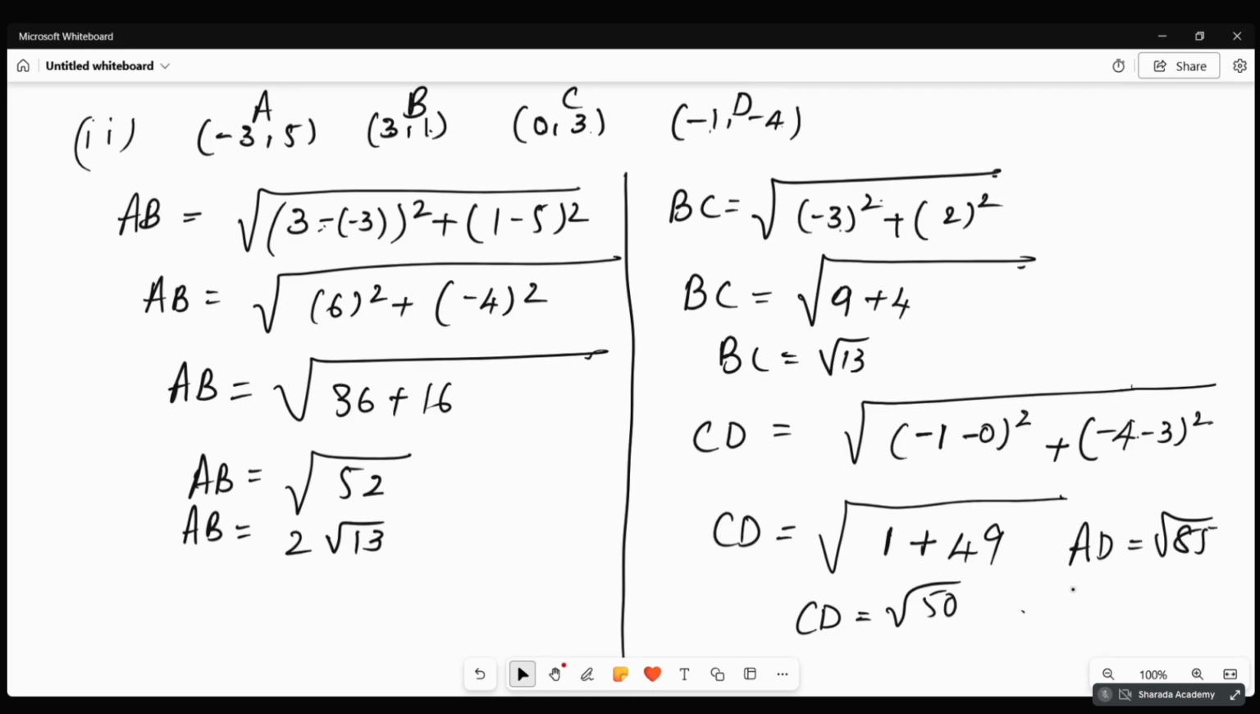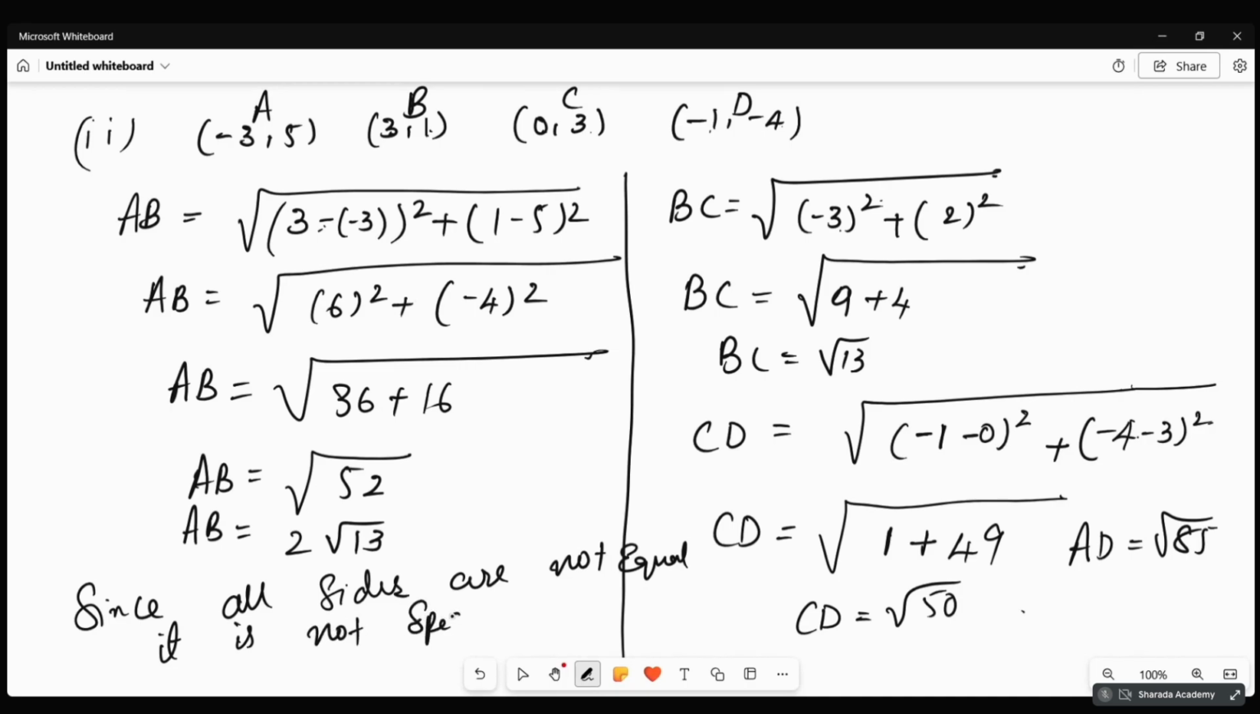At this point, you can write: since all sides are not equal, it is not a specific quadrilateral. That is, it is not a rhombus, square, rectangle, or parallelogram. Next, the third one.